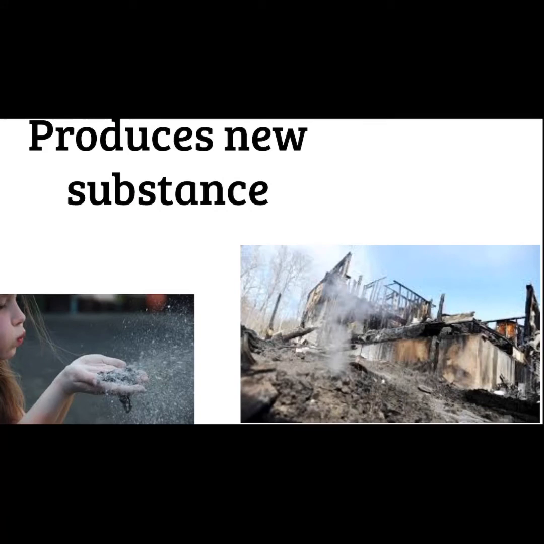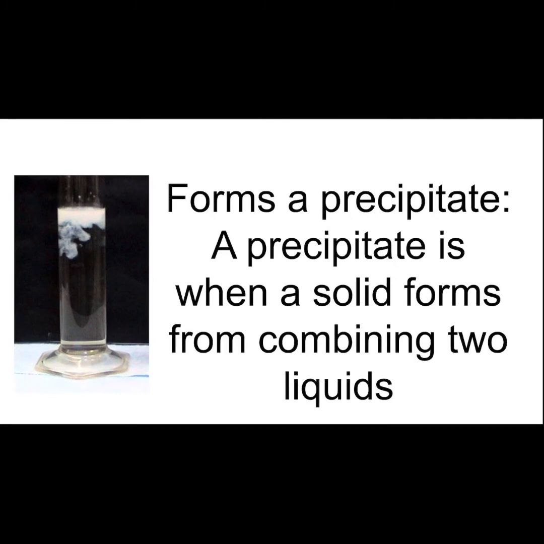Another evidence of chemical changes is something that produces a new substance. So I have pictures of ash here. If a tree burns down, the tree reacting with the fire and all other kinds of things, it produces ash. That's a new substance. That's not tree anymore, okay? So that's a chemical change.